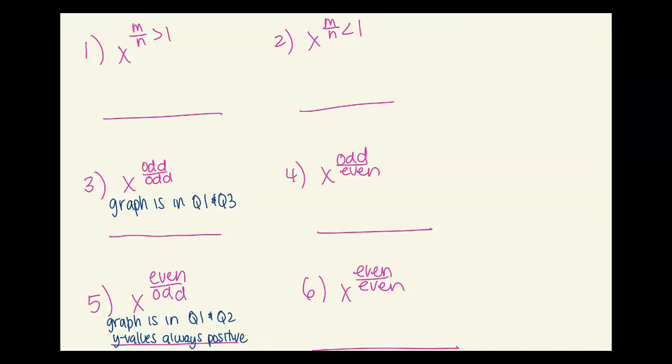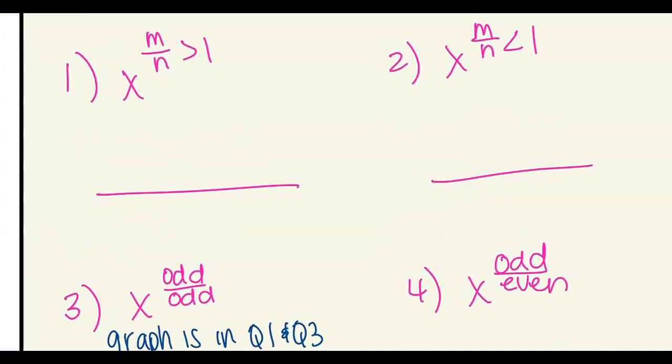Number 1, what did you notice when your m over n is greater than 1? The y increases faster than the x. What quadrant is that in?